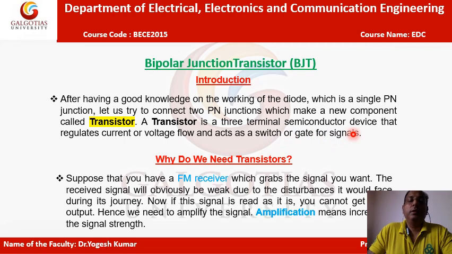Now, in the previous video, I gave the idea about what a diode is, how you can make the diode, meaning the PN junction diode. Now we have to connect two PN junction diodes to make a transistor. A PN junction diode is a two-terminal device, that is anode and cathode. The transistor is a three-terminal device. It is emitter, base, and collector. And later on, I will tell you what the emitter, the base, and the collector are.